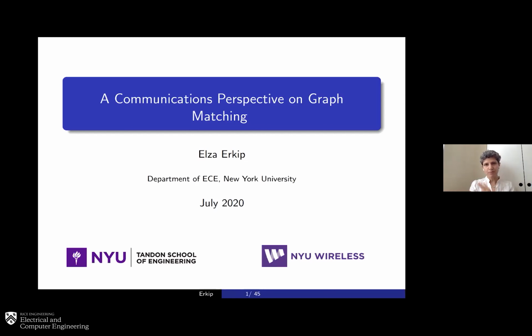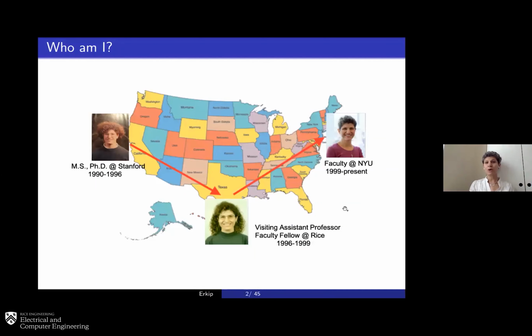Before talking about graph matching and all the cool stuff related to it, I want to talk a little bit about who I am. As Rahman mentioned, I spent a few years at RICE, but before that I grew up in Turkey and went to college in Turkey. My US journey started in 1990 when I went to Stanford to get my master's and PhD. I'm an information theorist by training, and I knew nothing about wireless until I arrived at RICE in 1996. I was first a visiting assistant professor, then a faculty fellow at RICE. So I spent three wonderful years.